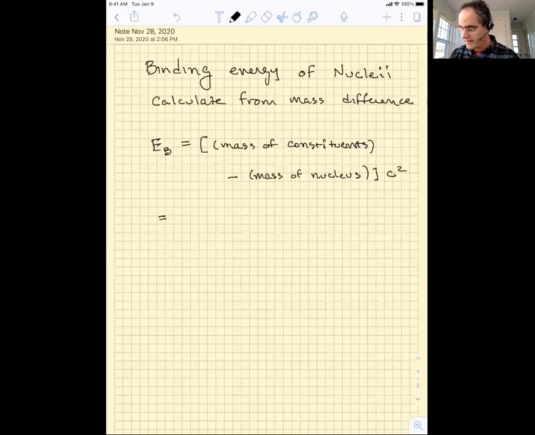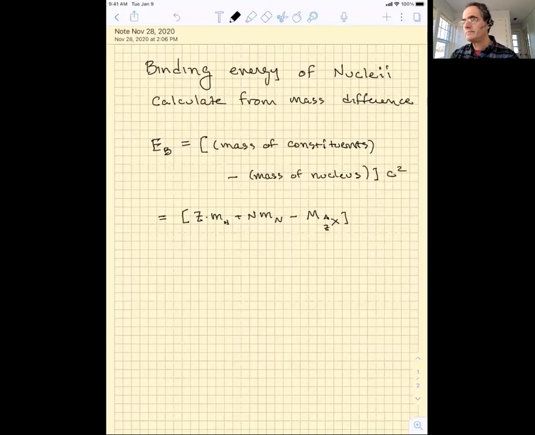And we can write this as follows. It's simply Z times the mass of a hydrogen atom plus the neutron number times the mass of a neutron, minus the mass of the nucleus that's going to be produced out of these. Okay?